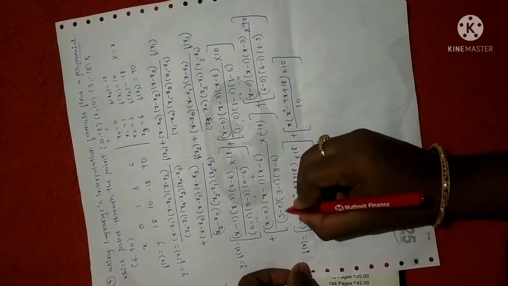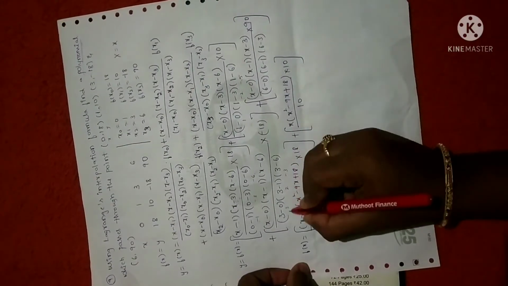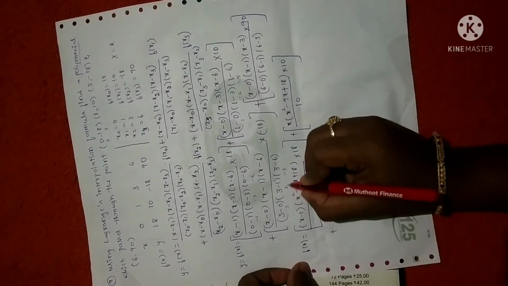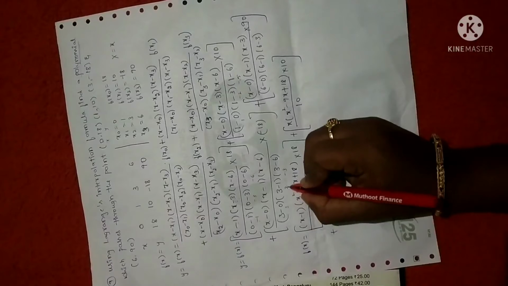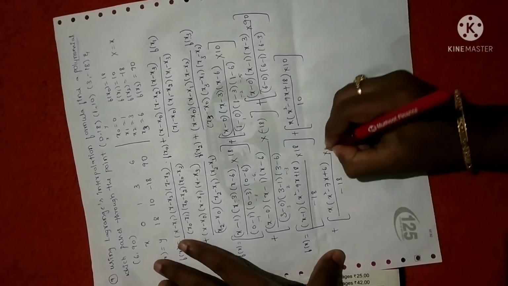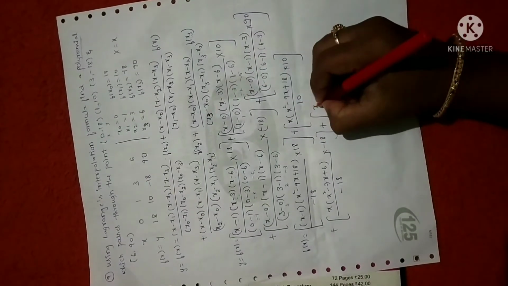Fine. Divided by 3 minus 0 is 3, 3 minus 1 is 2, 3 minus 6 is minus 3. So minus 3 into 2 into minus 3 you will get. 3 2s are 6, 6 3s are minus 18. So minus 18 into minus 18, plus next term, x minus 0 is x only.